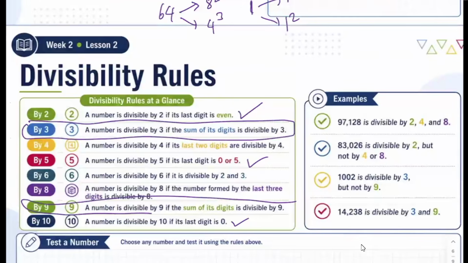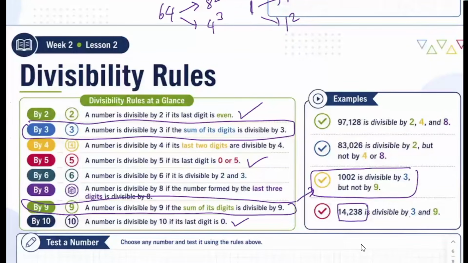You add. It's divisible by 3. Yes. Do you see that 1002? How do you check whether this number is divisible by 9 and 3? Oh no, sorry. It's divisible by 3, but not 9. Not 9? That's good.